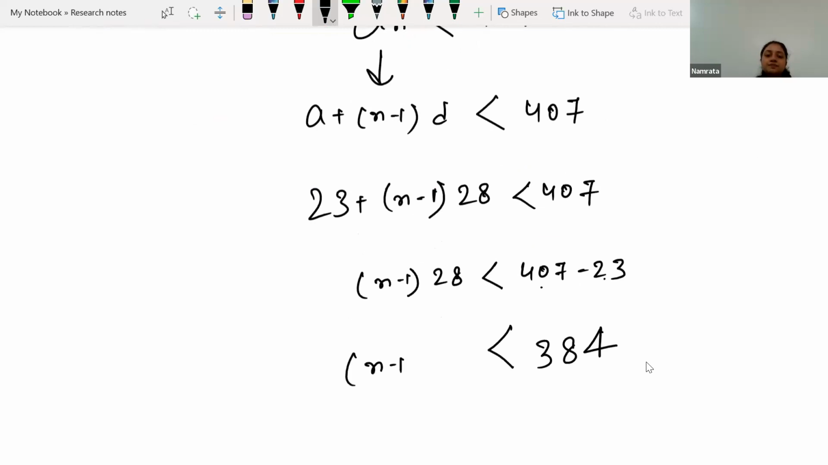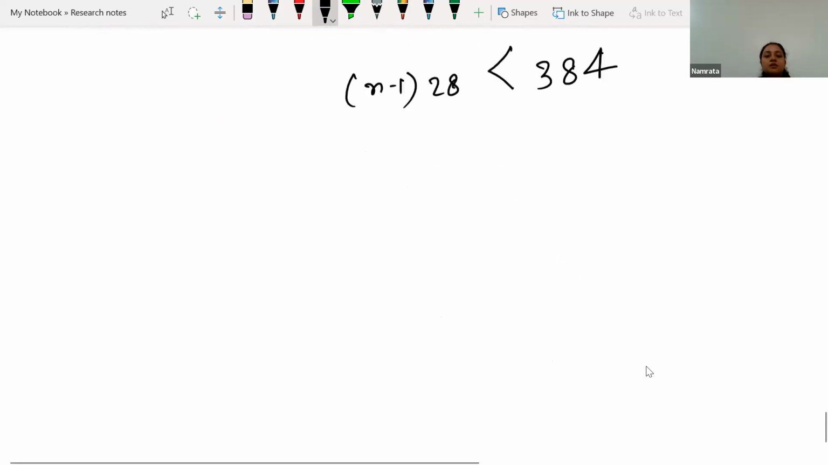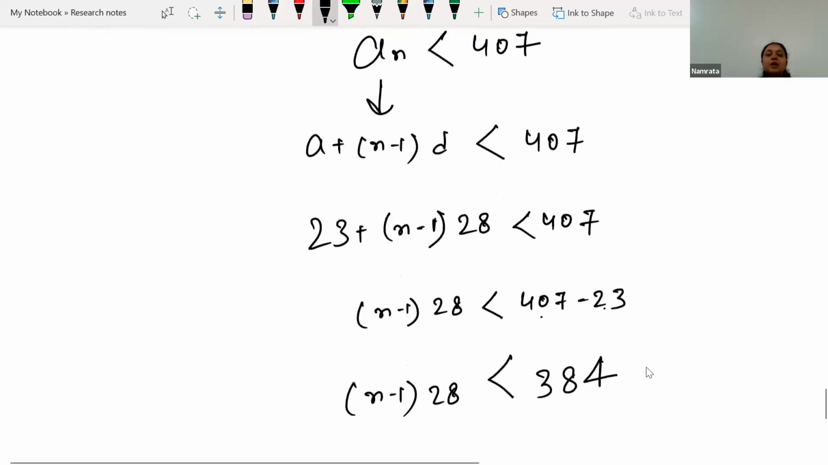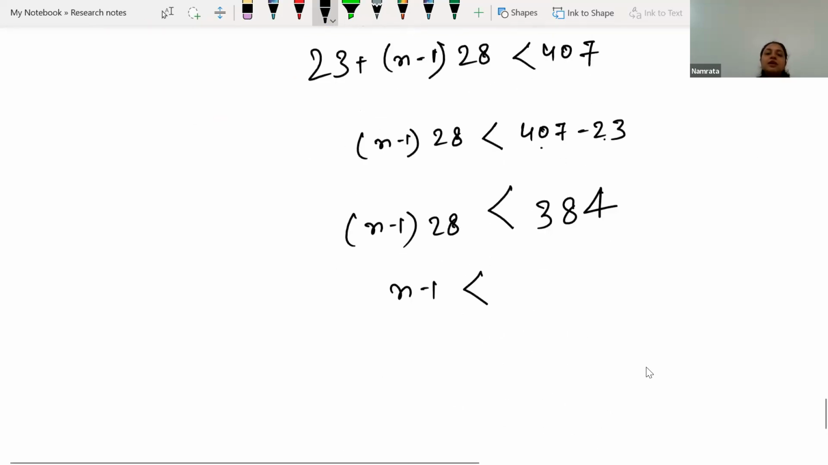Are you getting it, Lena? How we are solving the inequality? Yes, ma'am. Now n minus 1 is smaller than 384 by 28. We don't need to worry about the inequality sign. Whatever operations we apply, adding, subtracting, multiplying, dividing, the inequality sign will remain as it is. One thing only, we must be careful that we must not divide or multiply with a negative number. If we do so, then we need to reverse the inequality sign. We have not done anything like that, that's why the inequality sign is as it is.